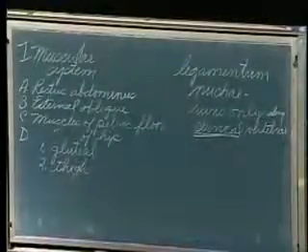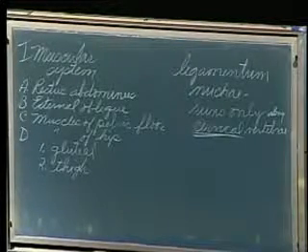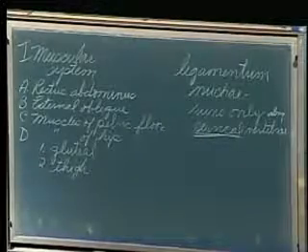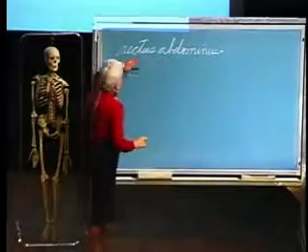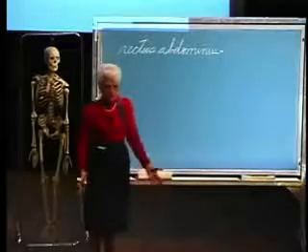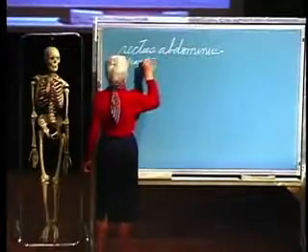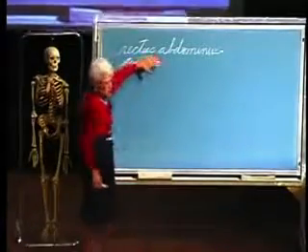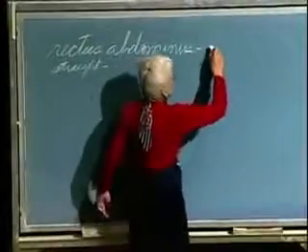Let's continue with our muscular system then. Our rectus abdominis. Rectus means straight, abdominal, so it's going to be a straight muscle, very easy. And we said these abdominal muscles were supporting and protecting abdominal and pelvic viscera.